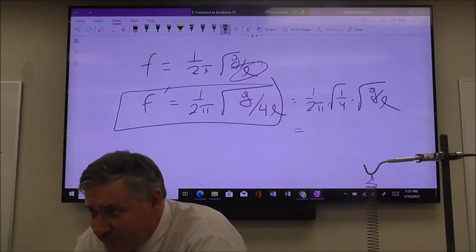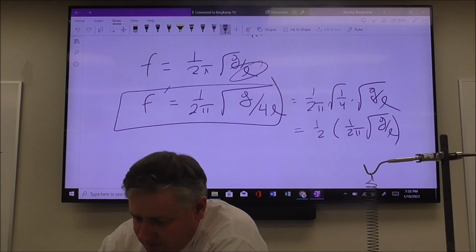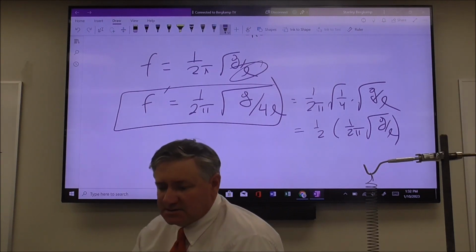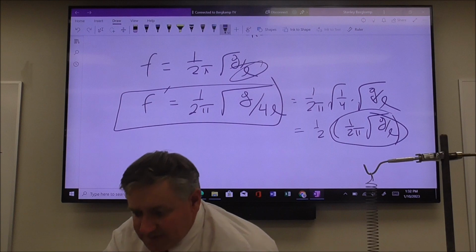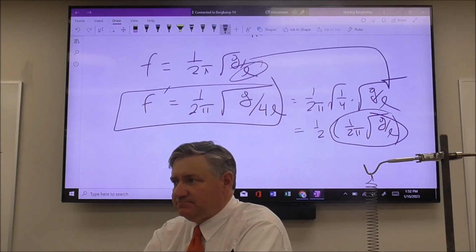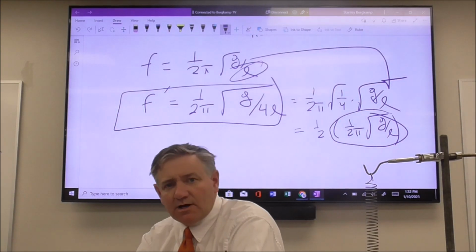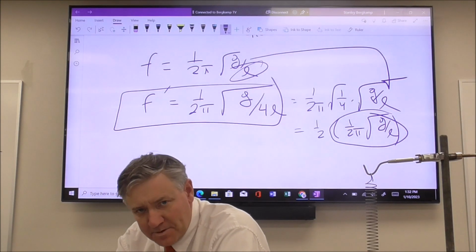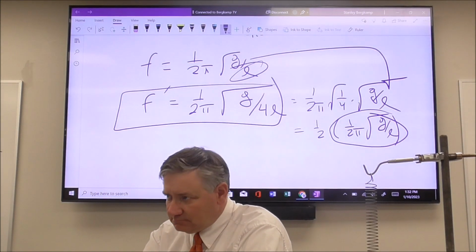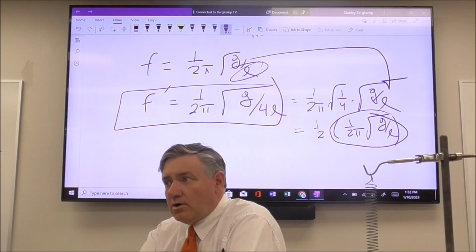So here's the deal. What's the square root of 1/4? 1/2. So this becomes 1/2 times 1 over 2 pi times the square root of g over L. Okay? So basically what's happening is that I'm taking half of my original frequency. Since I'm taking half of my original frequency, the correct answer for number 1 is B.